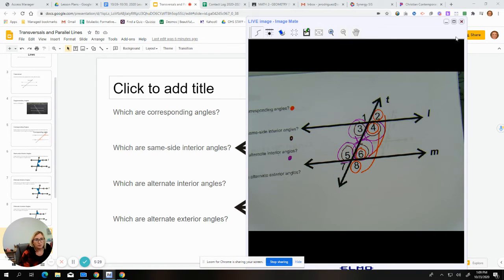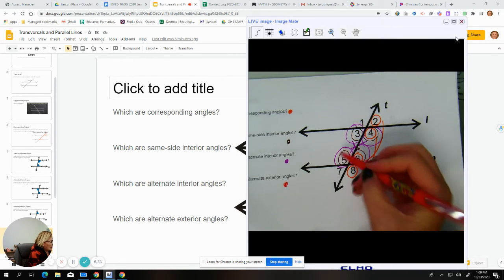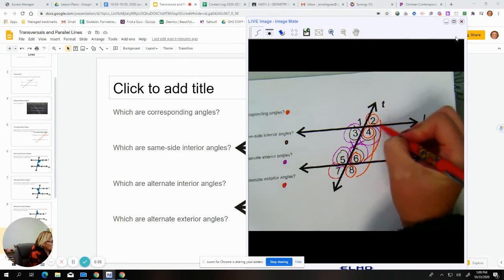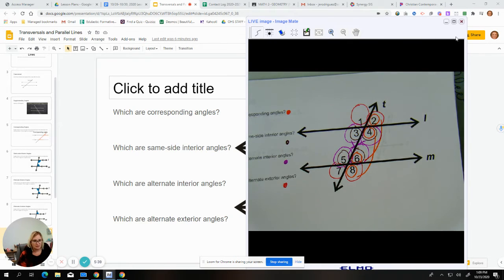And then lastly would be our alternate exterior, and I'm going to do those red, and that would be 7 and 2 and 1 and 8. Outside the parallel lines, opposite sides. Okay?